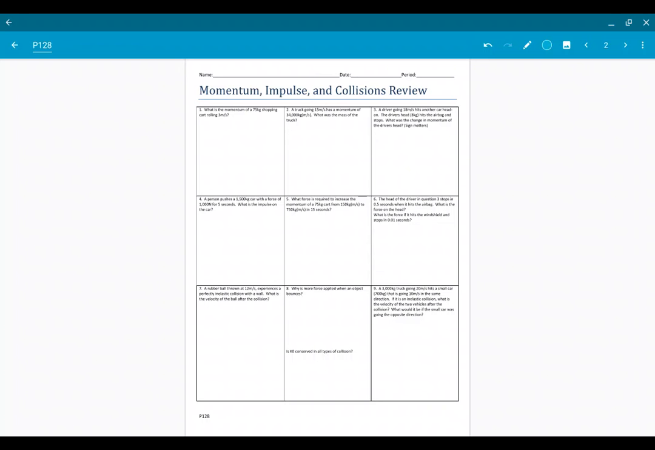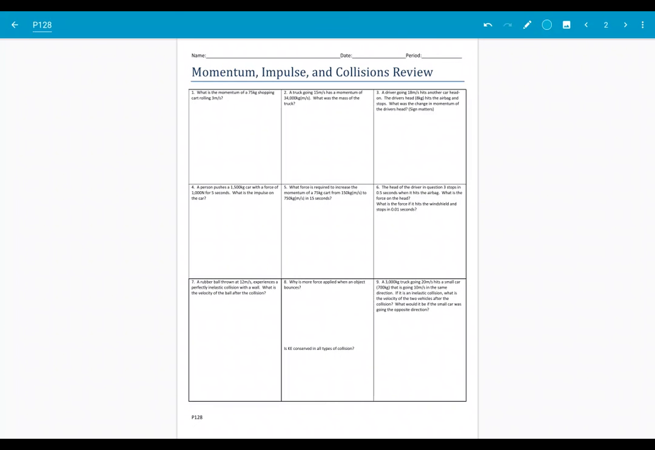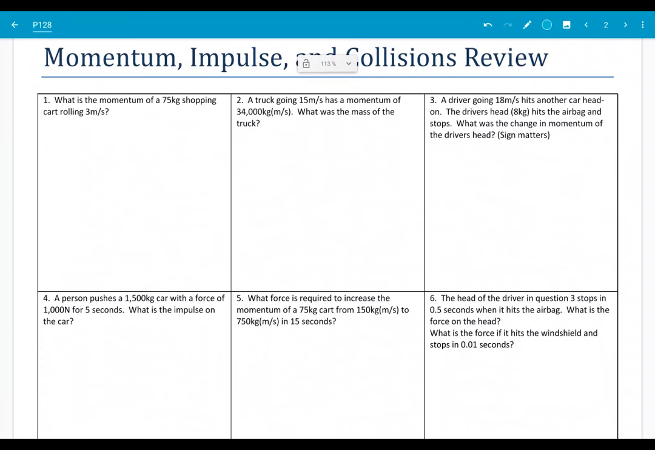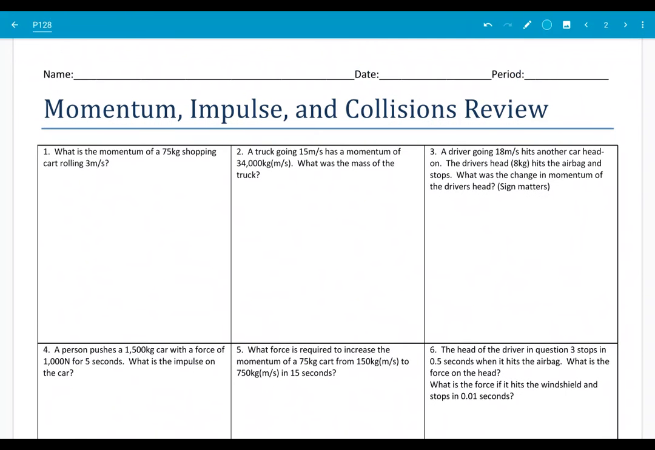All right. So let's take a look here. This is our momentum, impulse, and collision review. I'll start with my name, Mr. Mudry. And today is 12/14/2020. This review is for three things: momentum, impulse, and collisions.